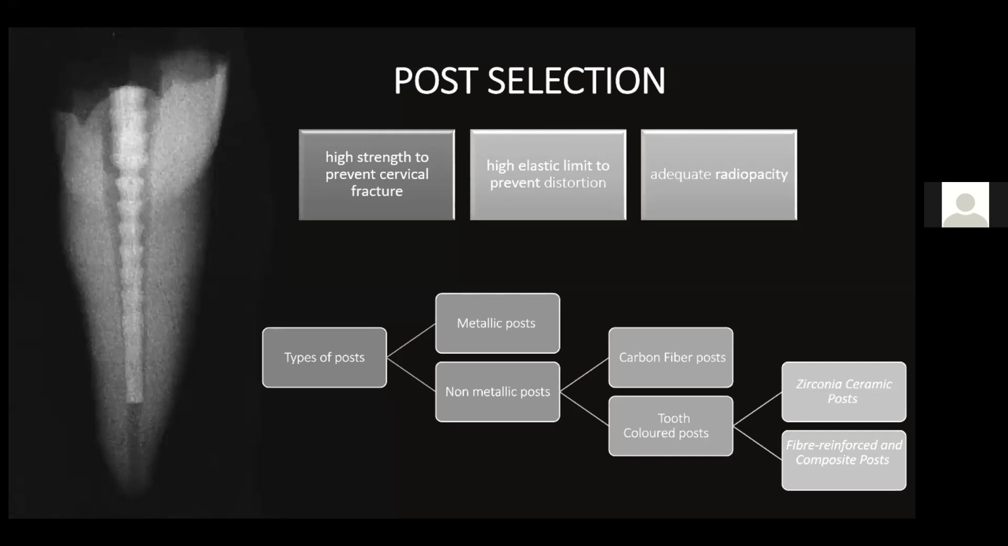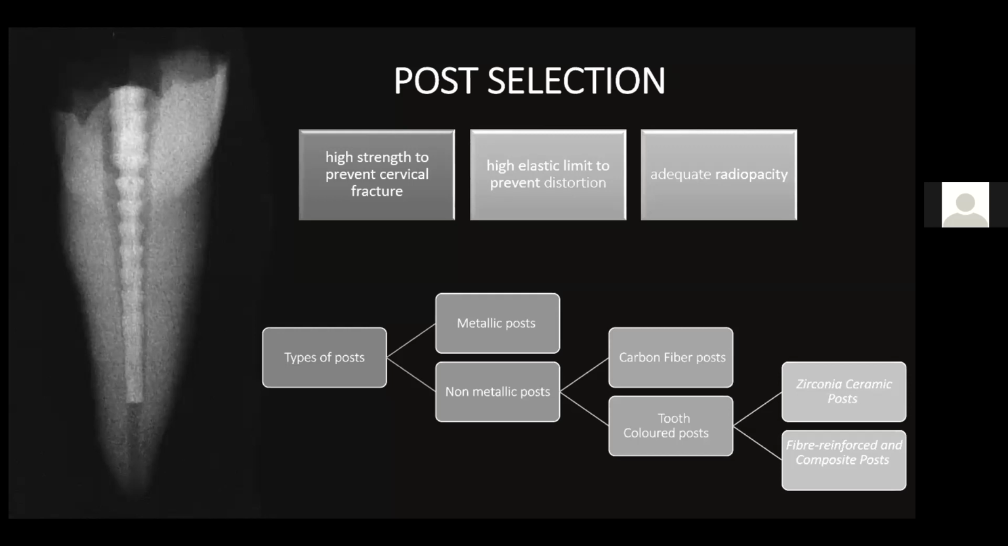Metallic post, we have cast and prefabricated. There is no difference in superiority when it comes to cast and prefabricated. The thing with prefabricated is that they conserve more time and they're better cost for the patient. So I would say they're better for you and the patient because there's no difference in superiority.